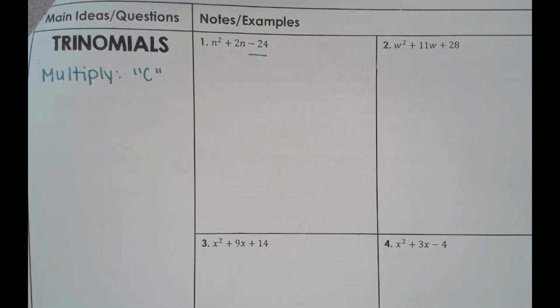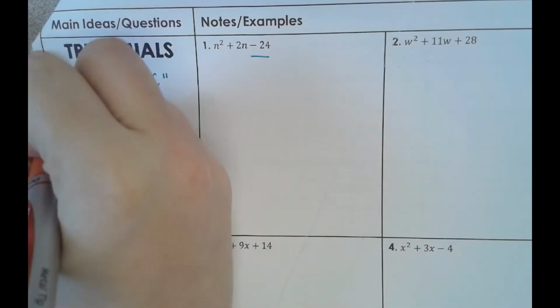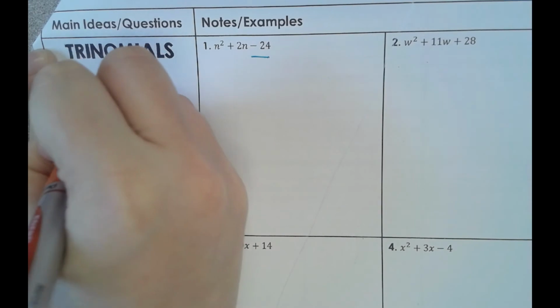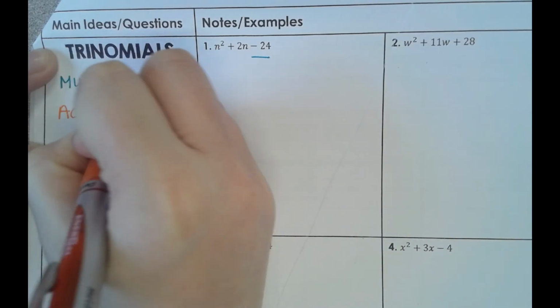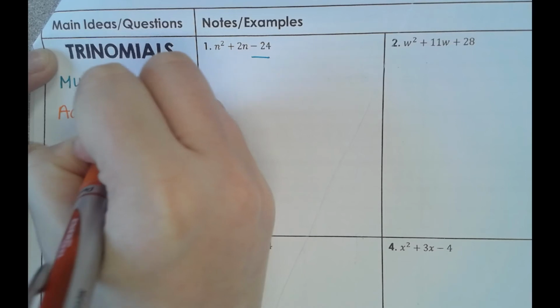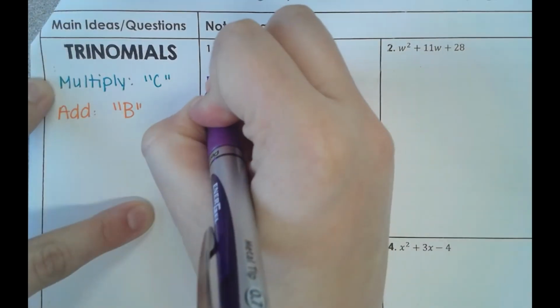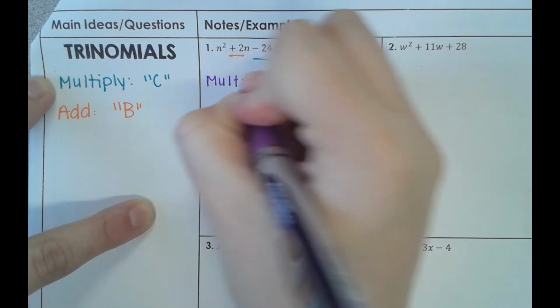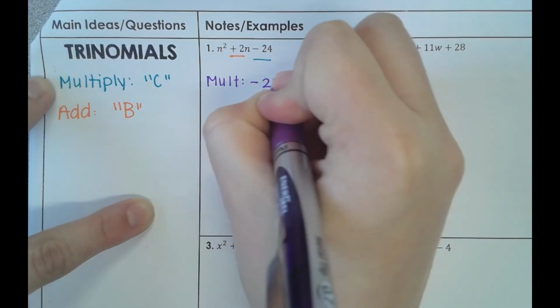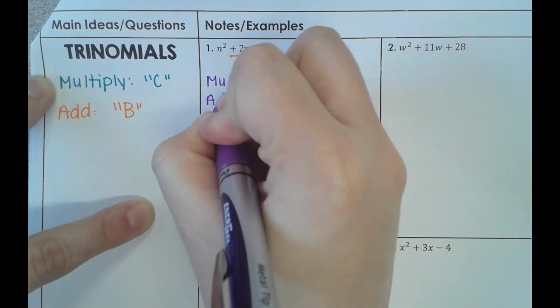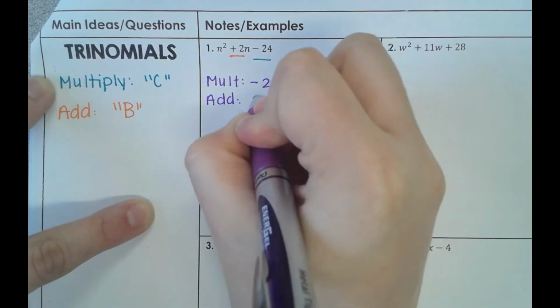Multiply to be C and add to be the B value. So 2. So don't yell it out if you know it. We want two numbers that multiply to be negative 24, but add to be 2.